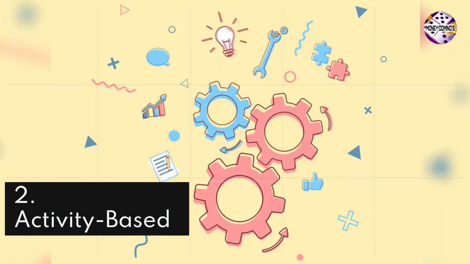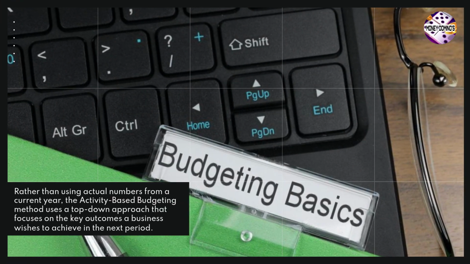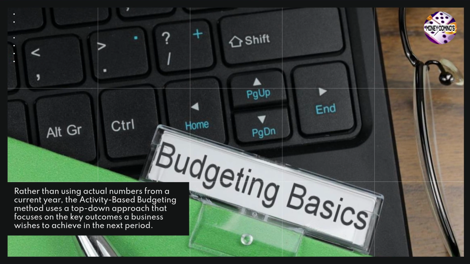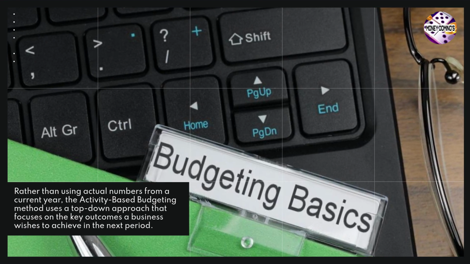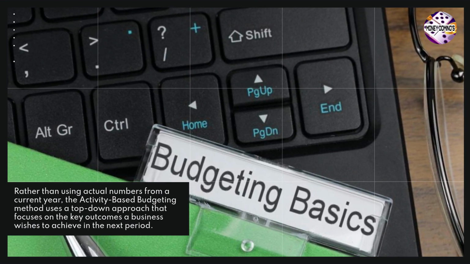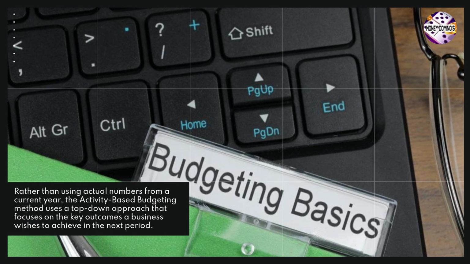2. Activity-based budget. Rather than using actual numbers from a current year, the activity-based budgeting method uses a top-down approach that focuses on the key outcomes a business wishes to achieve in the next period.